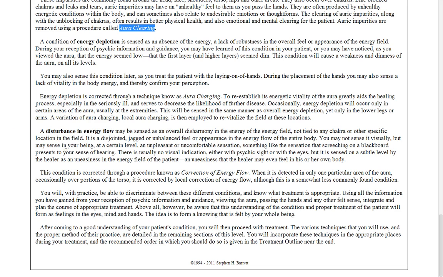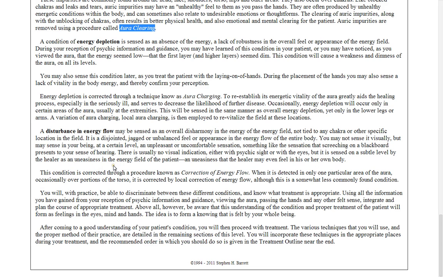Alright, and the final one, a disturbance in energy flow, may be sensed as an overall disharmony in the energy of the energetic field, the spiritual field, not tied to any chakra or other specific location in the field. It is a disjointed, jagged, or unbalanced field or appearance in the energy flow of the entire body. You may not sense it visually, but may sense it in your own being at a certain level, an unpleasant or uncomfortable sensation or vibe. Something like the sensation that screeching on a blackboard presents to your sense of hearing.